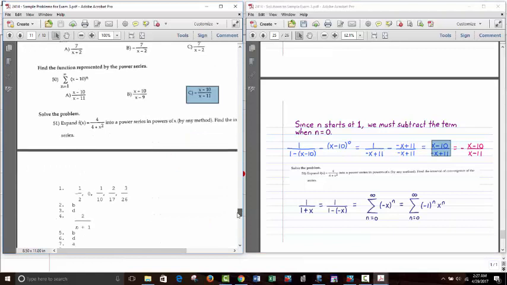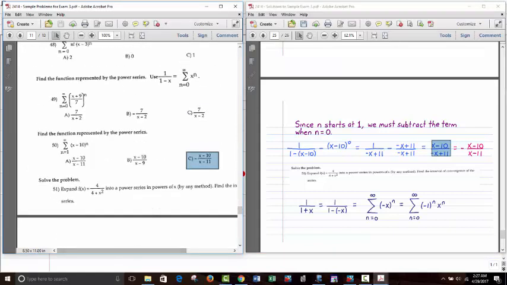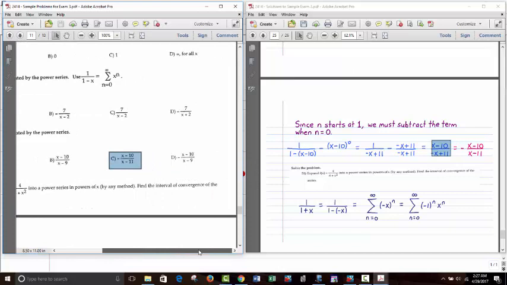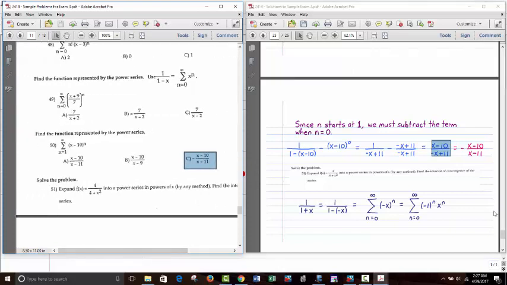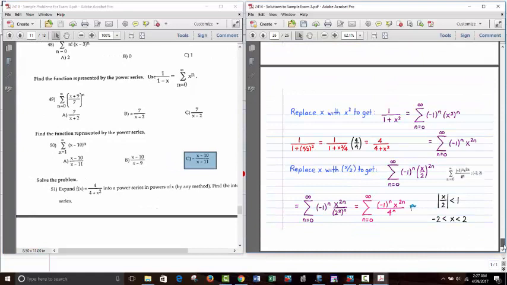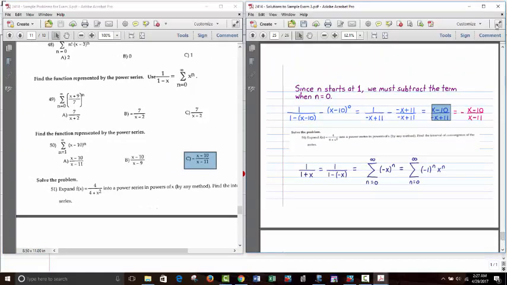And number 51, expand 4 plus 4x squared into a power series by any method. Okay. Find the interval of convergence of the series. So now I'm using this, because I want 1 plus x here. So that would be the same thing as 1 minus a minus x. So I'm kind of working with this thing right here. I'm just modifying it. I'm just taking x and making it negative x. That way it gives me 1 plus x.